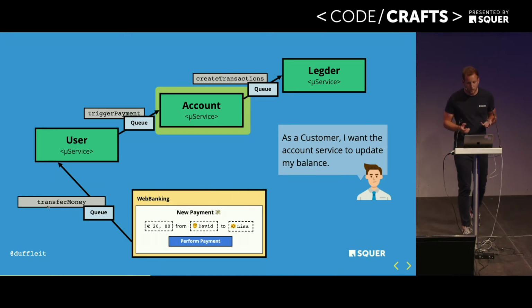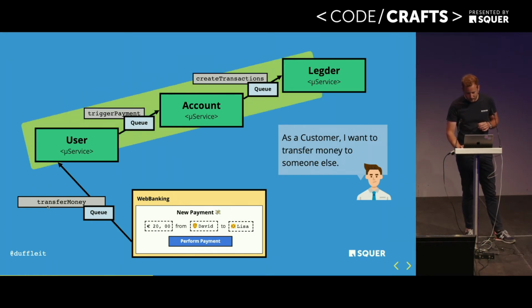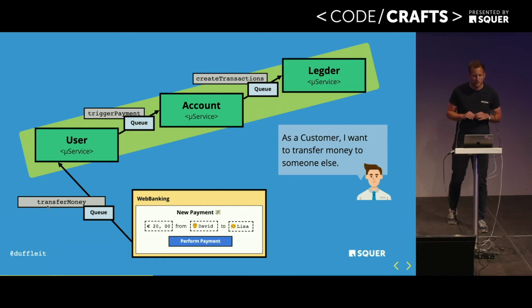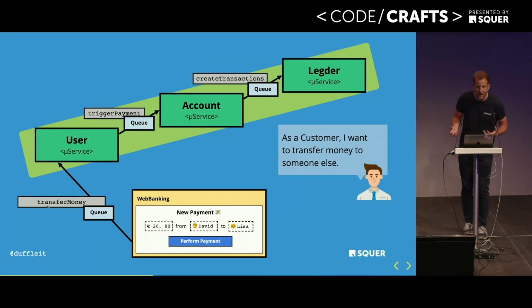What a user usually wants, and what would be a good user story, I guess, I'm not an expert in user story writing, but what I would expect is: as a customer, I want to transfer money from someone to someone else, right? That's a highly sophisticated user story in the banking industry.